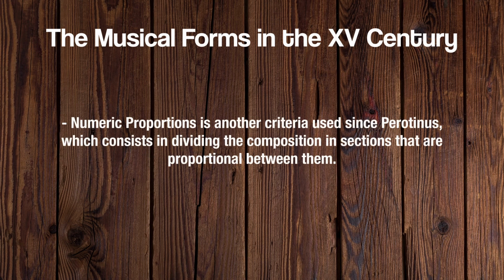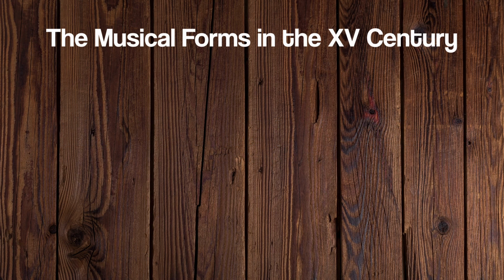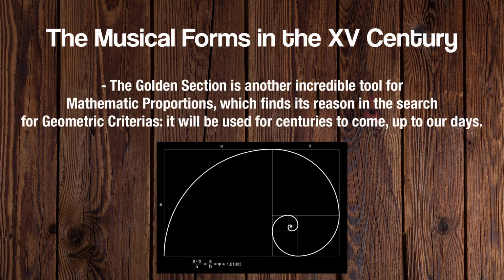Numeric proportions is another criterion used since Perotinus, which consists in dividing the composition into sections that are proportional between them. The golden section is another incredible tool for mathematical proportions, which finds its reason in the search for geometric criteria. It will be used for centuries to come, up to our days.